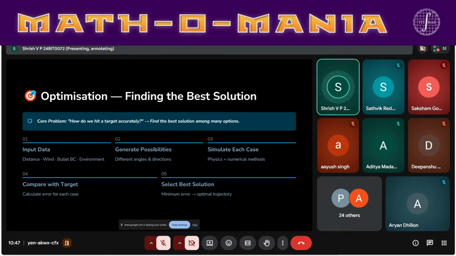From all those possible paths, the system simulates each possible path and sees which one is close enough to hit the target and is more efficient. It compares the predicted impact point and the actual target point. The path which normally gives an error.